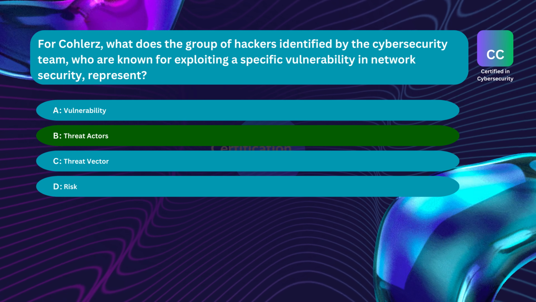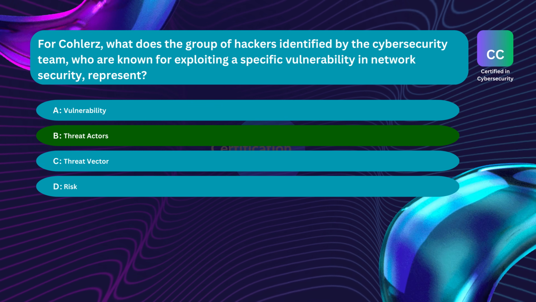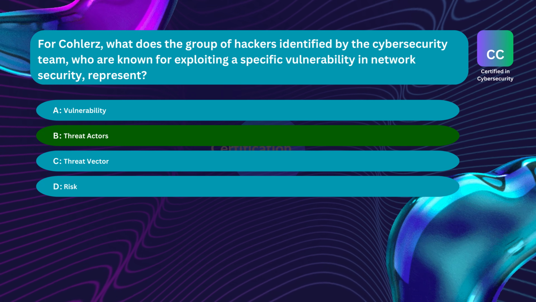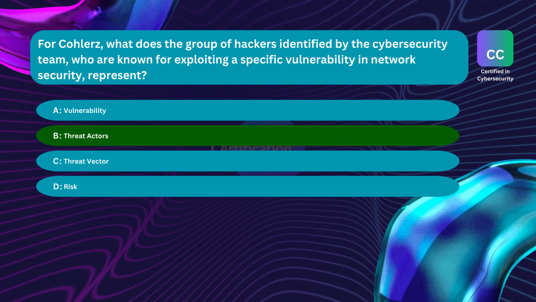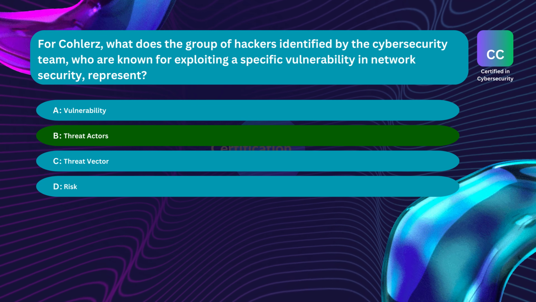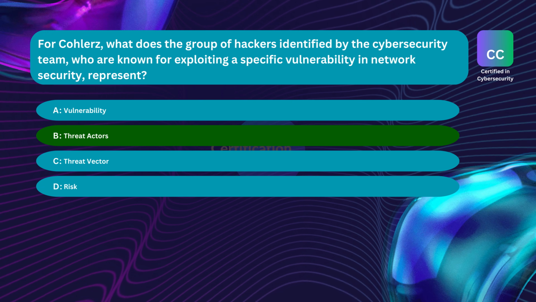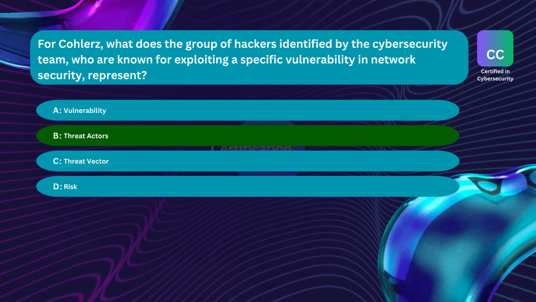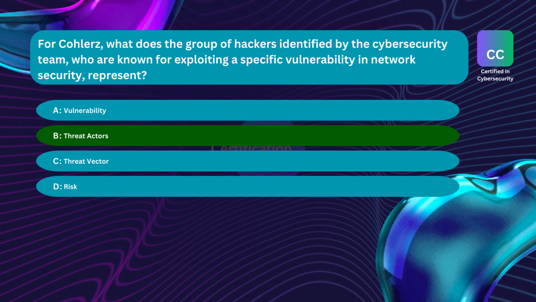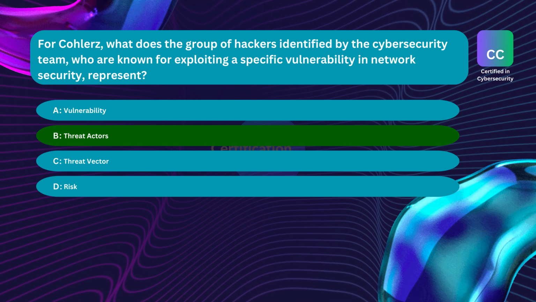This is the group of hackers who pose a threat to Kohlers by potentially exploiting their network security weakness. Option A, vulnerability, is incorrect. This is the weakness in Kohlers' network security that the hackers might exploit, not the hackers themselves. Option C, threat vector, is incorrect. This is the pathway the hackers use to infiltrate a system, not the hackers themselves.